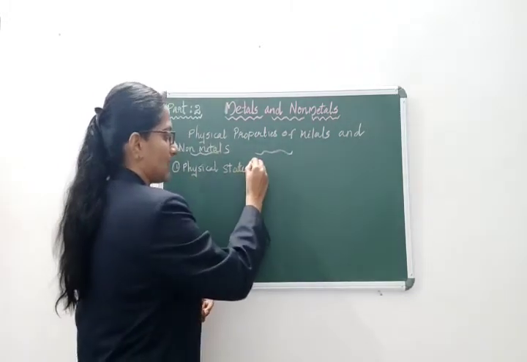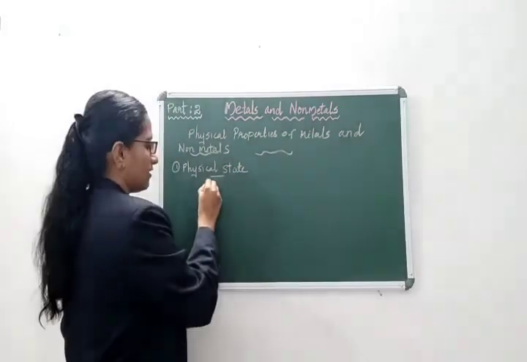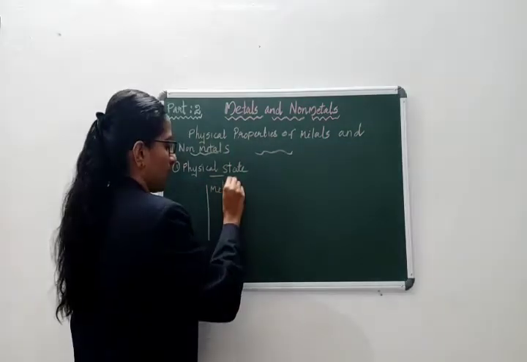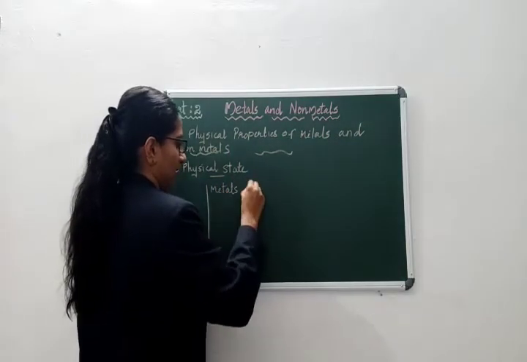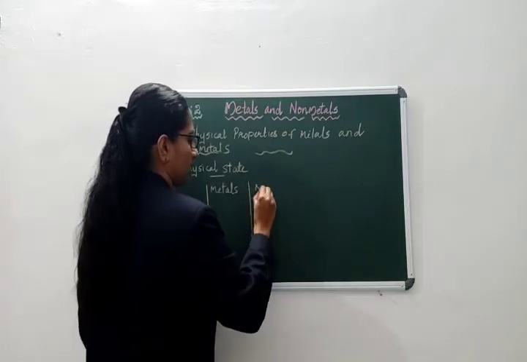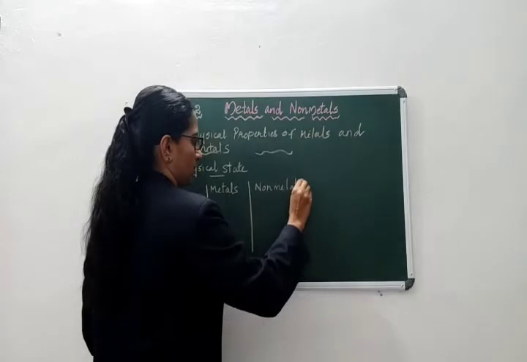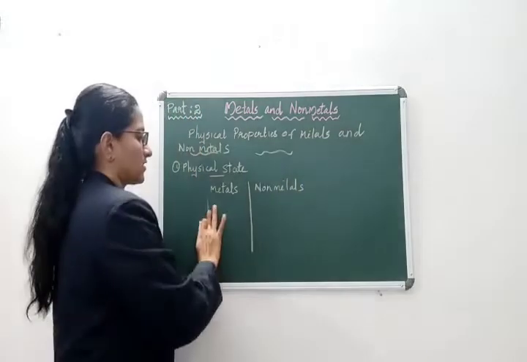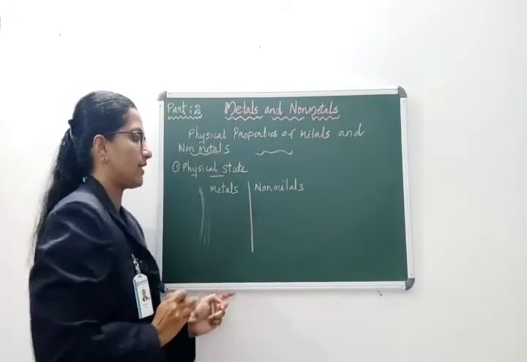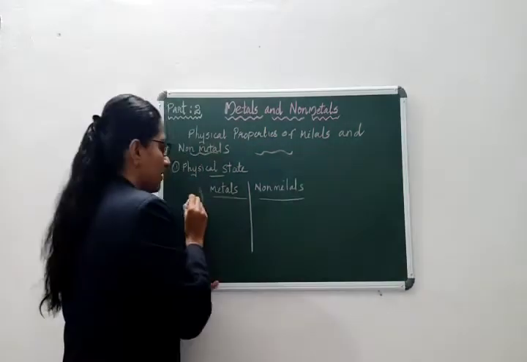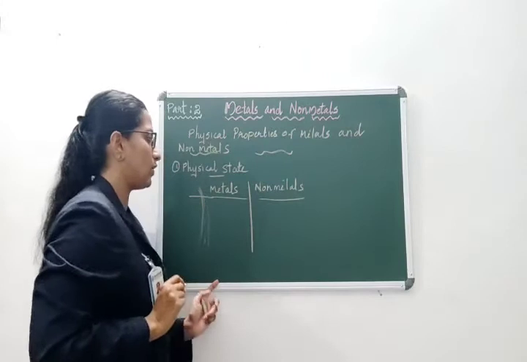For that, let us make a table. In the first column write metals and in the second column write non-metals. Let us go on to differentiate the metals and the non-metals.